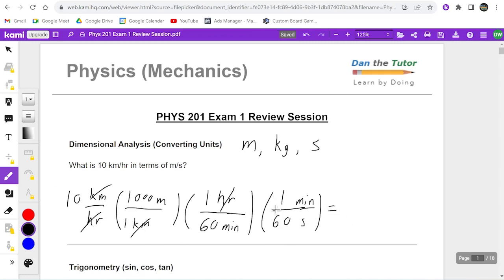And if you just multiply across, in other words, 10 and 1,000 are in the numerator, and 60 and the other 60 are in the denominator, you get 2.78 meters per second. And there's our answer. Any questions there?